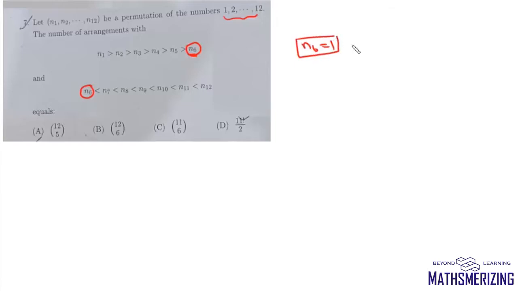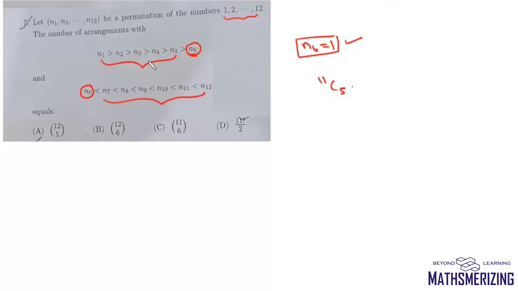So for N6, we have only one choice and it is 1. Now from the remaining 11 numbers, we need to choose 5 numbers for this side and 6 numbers for this side. From these 11, we can select any 5 numbers in 11C5 ways, and the remaining 6 will be simply 6C6, which is nothing but 1.